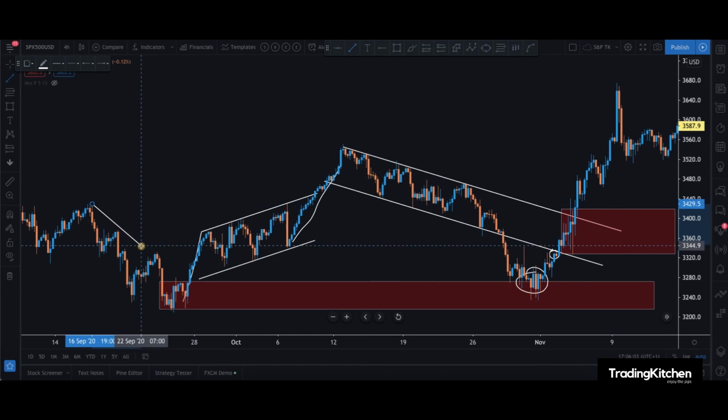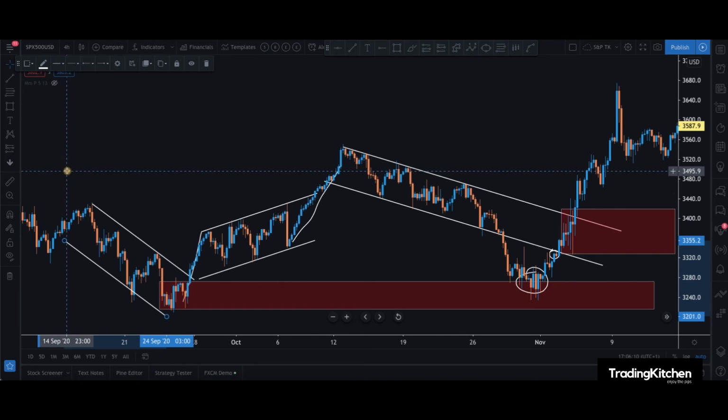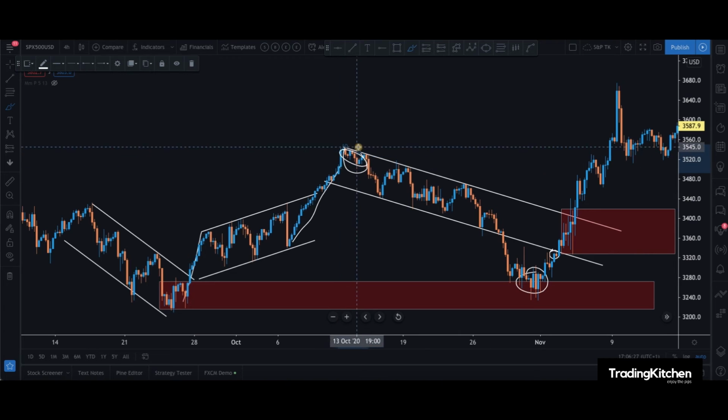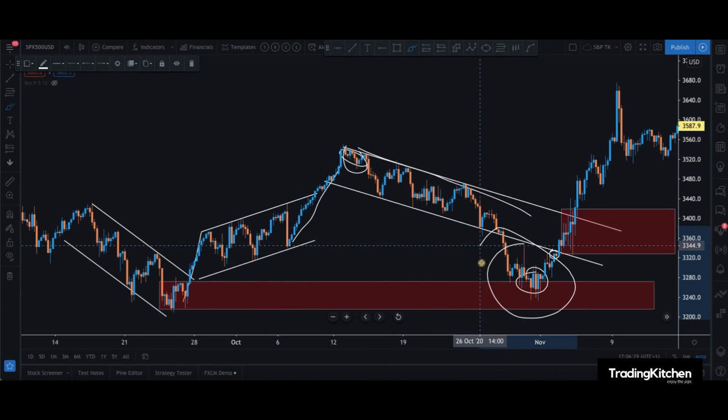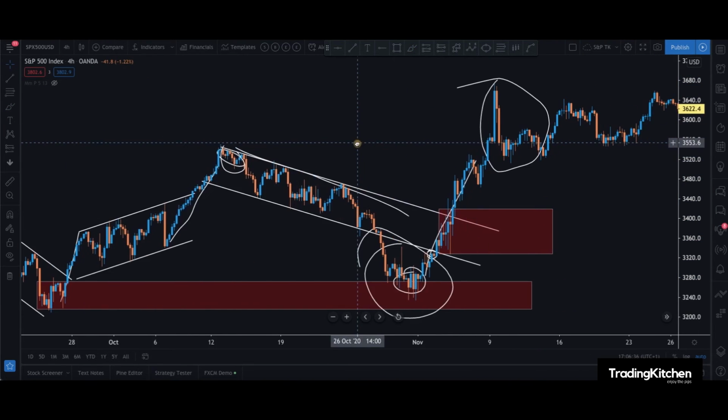This is a channel, so as I told you before, downtrend. Here we have consolidation and then impulse, downtrend, consolidation, impulse, uptrend, impulse, here consolidation, then downtrend, consolidation, uptrend, consolidation. What's next?